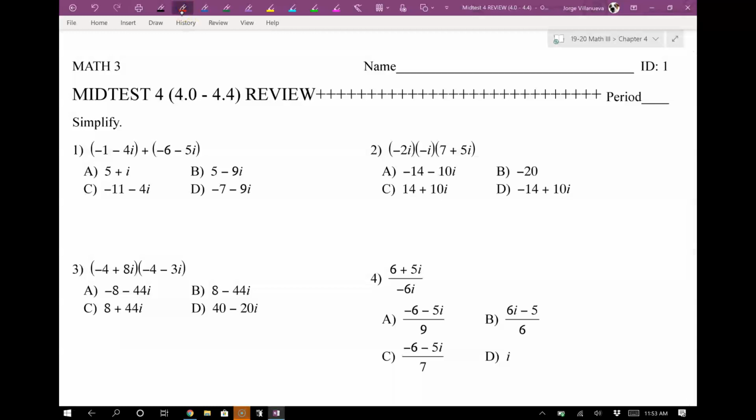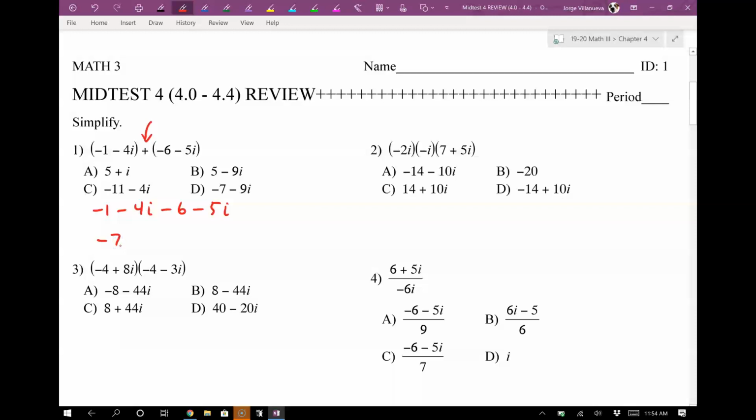So number one, I want you guys to notice that there is a plus sign right there, okay? The fact that there's a plus sign there means you don't multiply these together. You're just going to add them together. So you have negative 1 minus 4i, minus 6 minus 5i. Now get your numbers together. Negative 1 minus 6, that's negative 7.